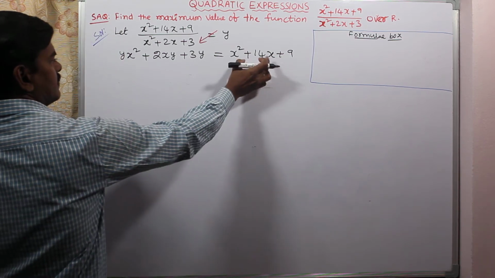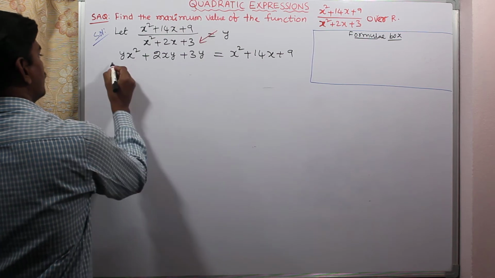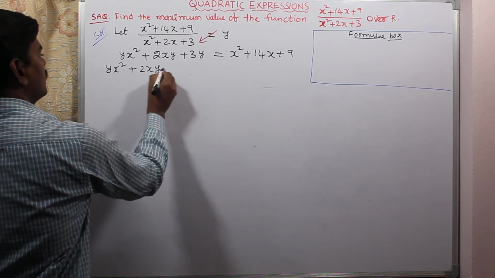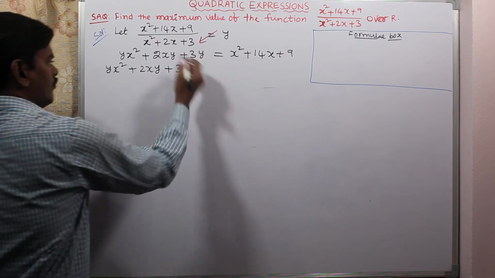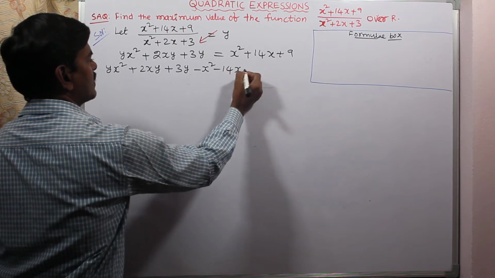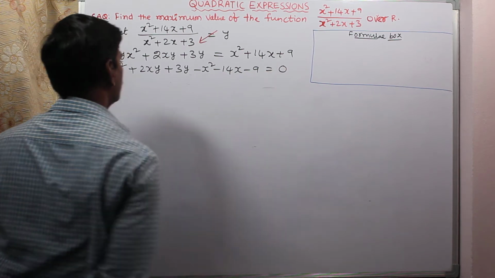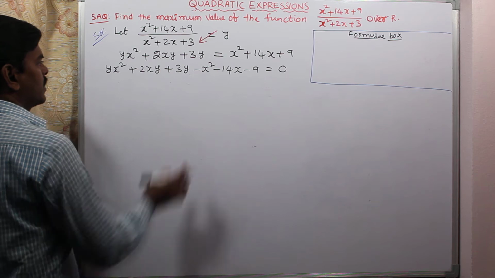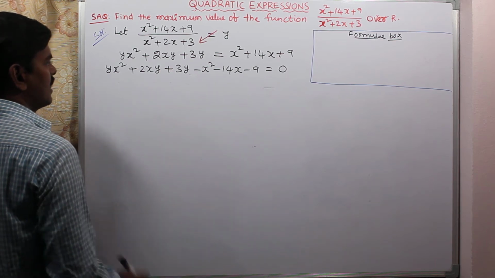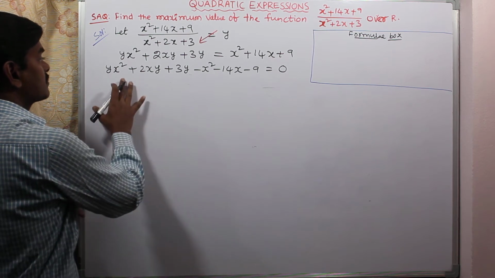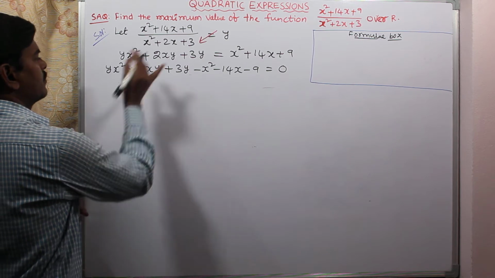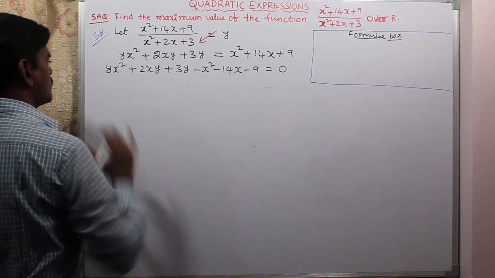Now transposing these three terms from RHS to LHS. LHS terms as they are, 2xy plus 3y, plus x square becomes minus x square, 14x becomes minus 14x, plus 9 becomes minus 9, that equals 0. Now try to convert this into the standard form of the quadratic equation. What is the standard form of the quadratic equation? ax square plus bx plus c equal to 0.